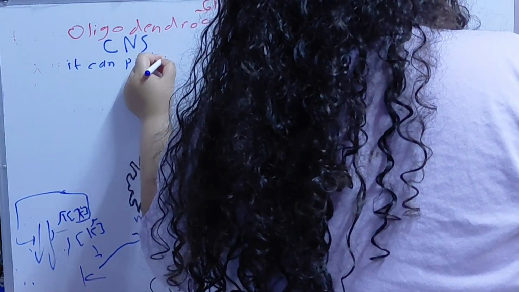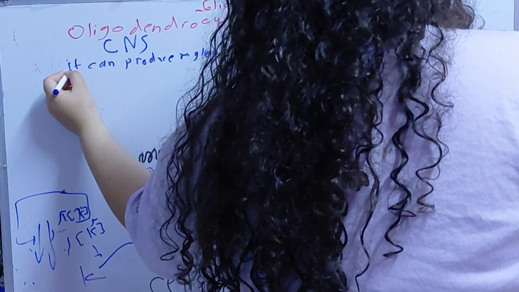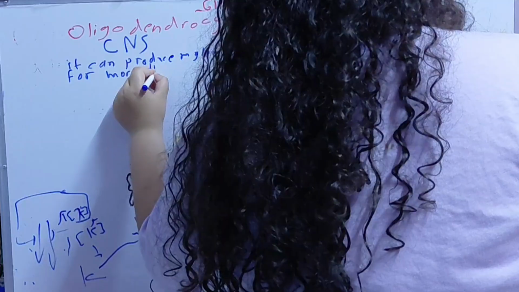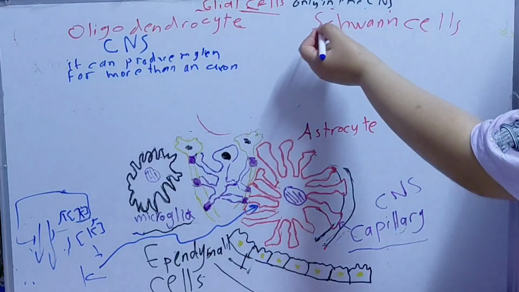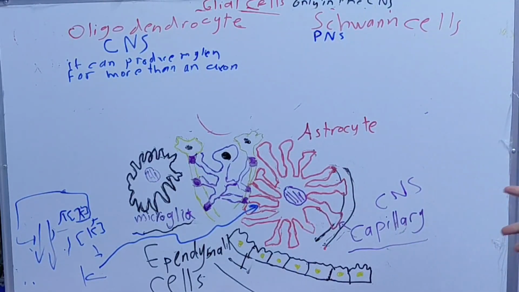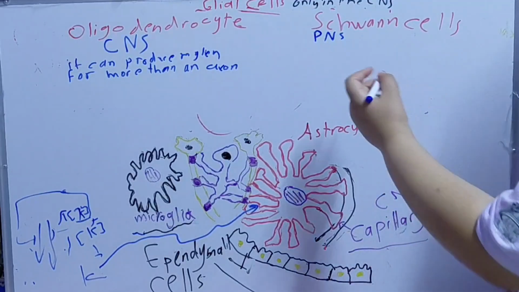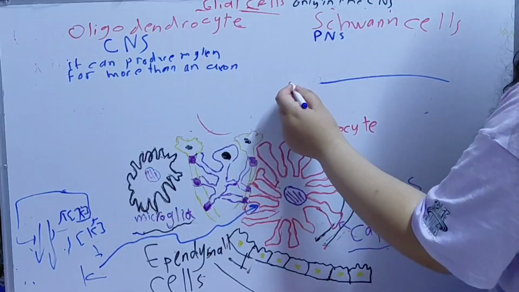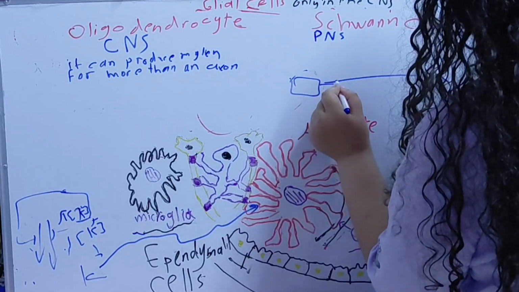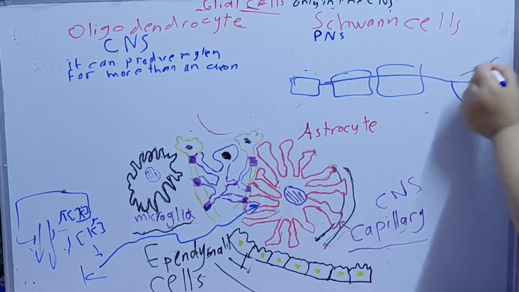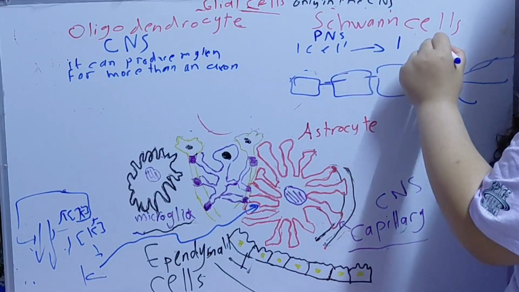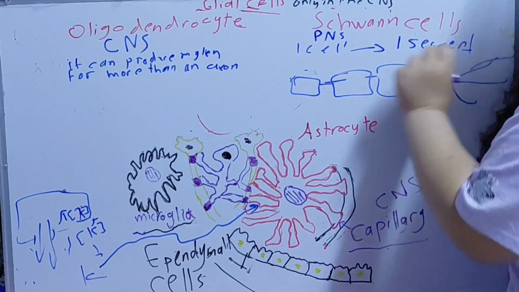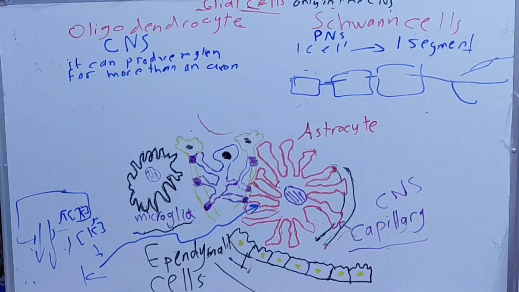So it can produce myelin for more than one axon. But with Schwann cells, one Schwann cell can produce myelin for only 1.5 segments of the axon. So it will be just like this, with regular intervals along the axon until you reach the terminals. They really differ, because here one cell means one segment, while here one cell produces myelin for as many as 40 axons.